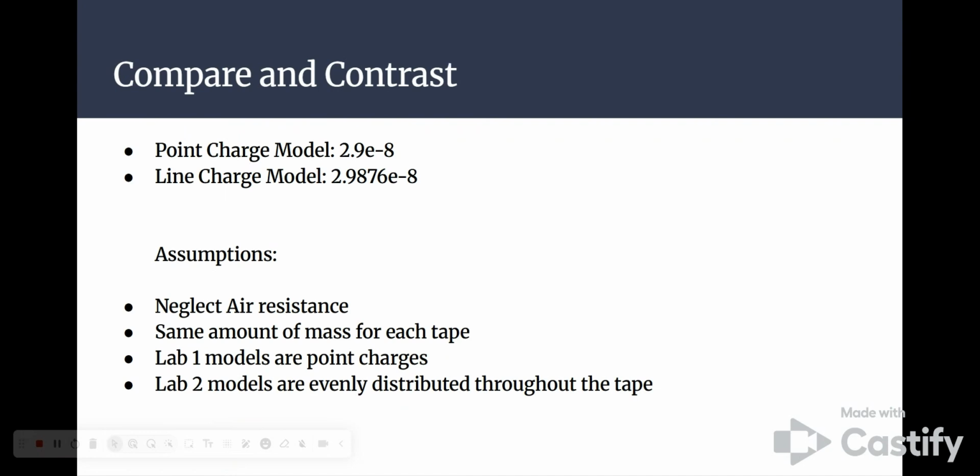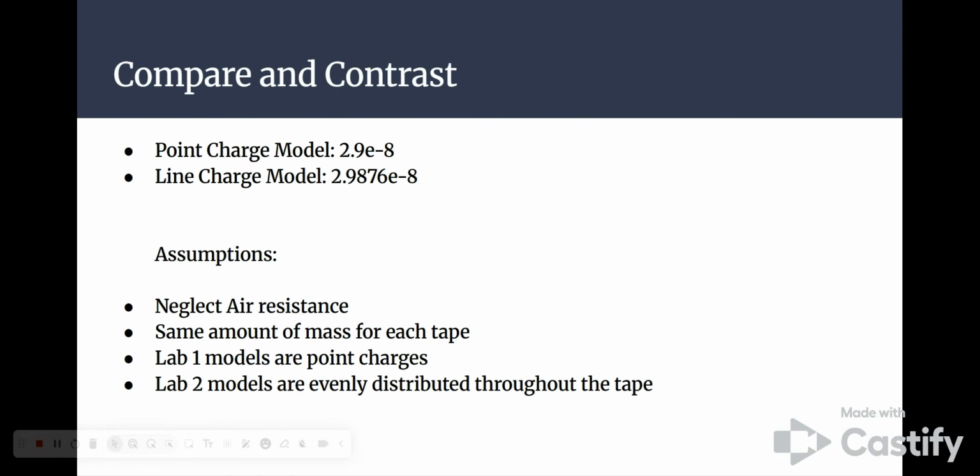So for a compare and contrast, our point charge model, 2.9 times 10 to the negative 8 versus the 2.9876 times 10 to the negative 8. We saw this before. It's amazing. Some of the assumptions we had to make to get here were that we neglected air resistance, that there is the same amount of mass for each tape, and that our Lab 1 models are in fact point charges, and that in the Lab 2 models the charges are evenly distributed throughout the tape.